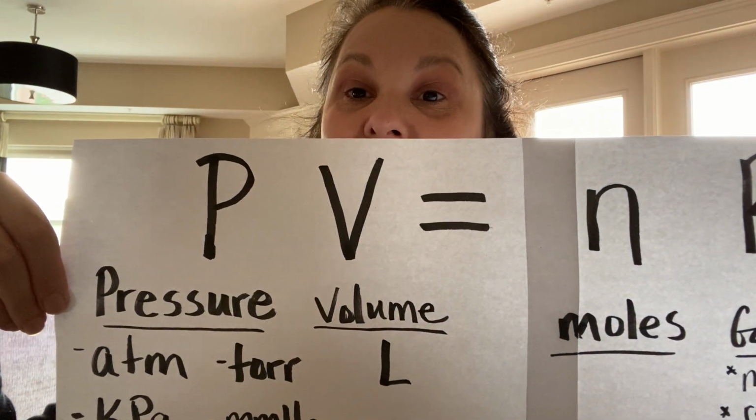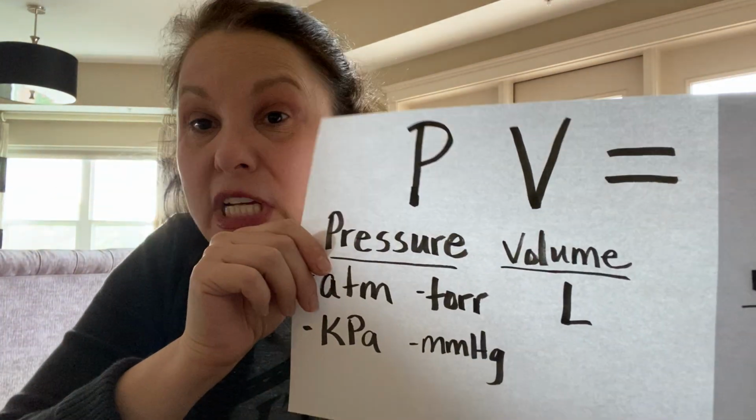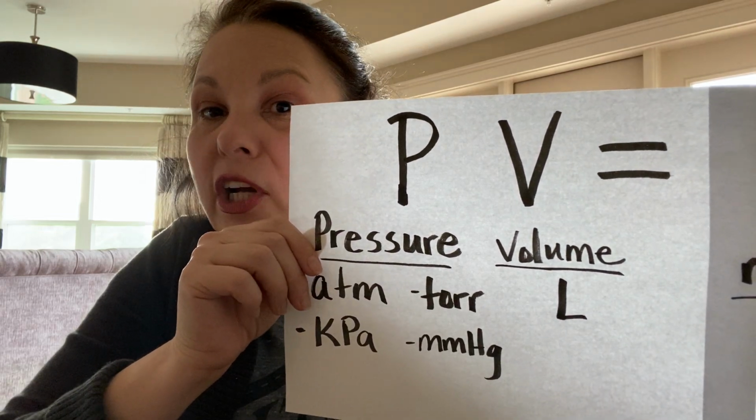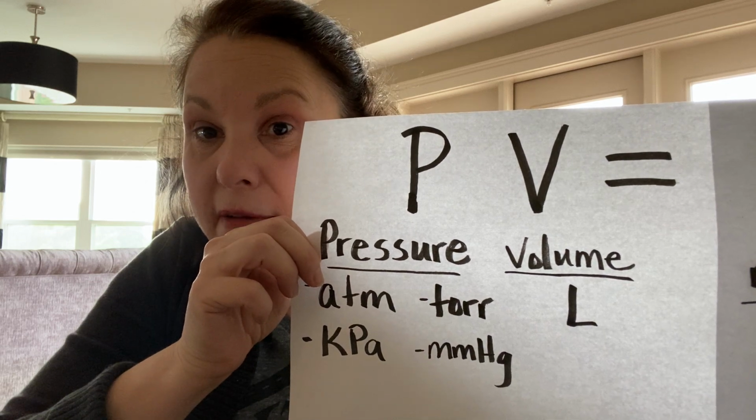Now, next door to that, we have V, which is volume. Volume is going to be anything in the liters family. So I just put liters here. So if something in your problem says 5 liters, 10 liters, whatever that number is, followed by the liters, is going to go in that V spot right there where the volume goes.